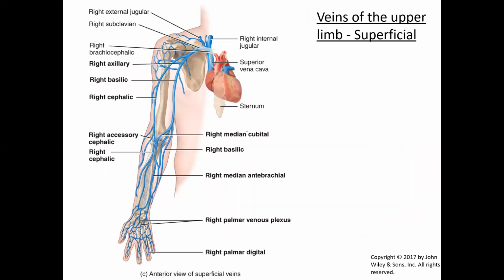All right, we're gonna zoom out a little bit and look at the upper limb. So just like in the lower limb, we're going to have a set of deep veins and a set of superficial veins. And I've split these up onto 2 slides. So we'll start with the superficial, or sometimes they're called cutaneous veins, okay?